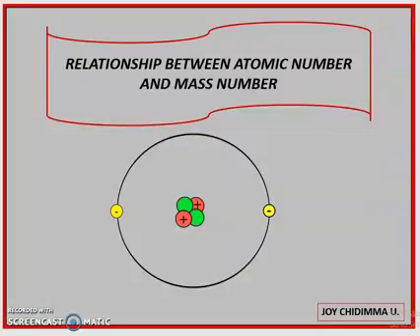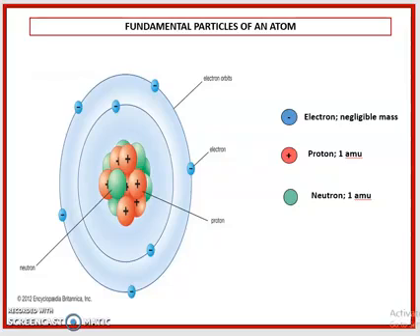Our discussion today is on the relationship between atomic number and mass number. Already you know, according to Bohr and Rutherford, that this is the structure of an atom. This is their own model of an atom. And in this model, you have three fundamental particles of atom arranged in this pattern.